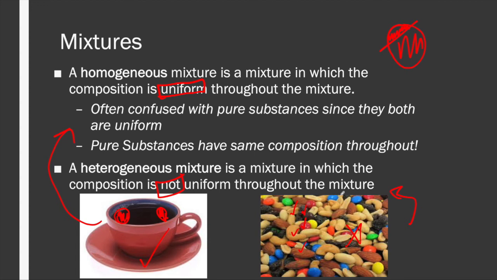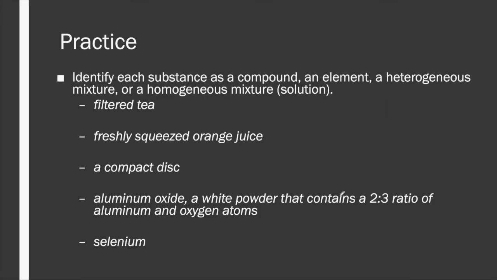Another example would be vegetable soup. Any given spoonful of that soup will contain varying amounts of different vegetables and even compounds of the soup, right? Let's go ahead and do some practice. So, the question asks, identify each substance as a compound, an element, a heterogeneous mixture, or a homogeneous mixture solution. So, it says filtered tea. Take a second and figure out what that is. All right, if you take a minute to do all these, that's cool.